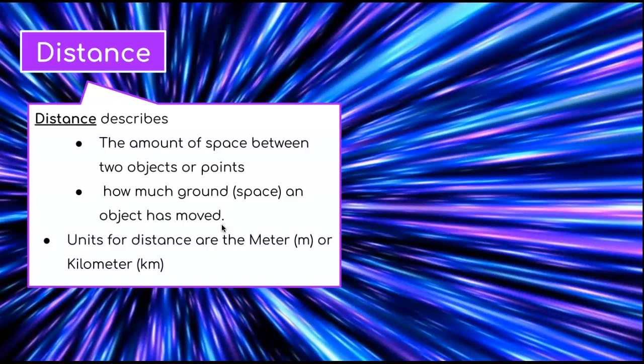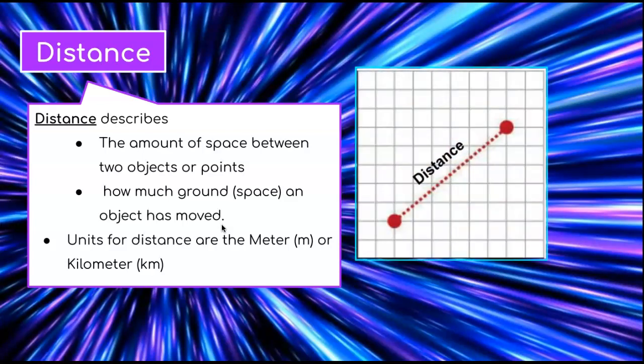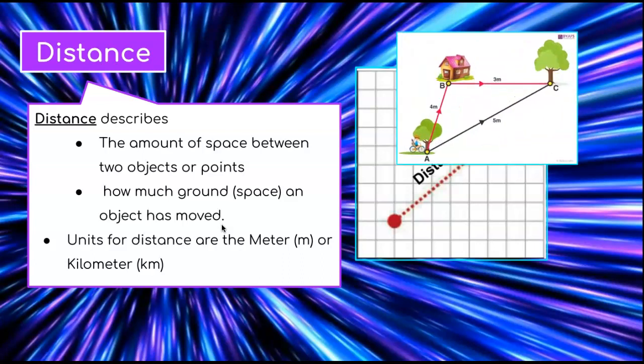Let's look at a couple examples of how distance could be used in physics. So here we see a very basic example, two points on this grid, and we can see that the dotted line represents the distance or the amount of space in between those two points. We could also imagine, if this were a map or some sort of representation, that if an object were to move from one of these points to the other, that dotted line would also represent the amount of space that that object had moved or traveled.